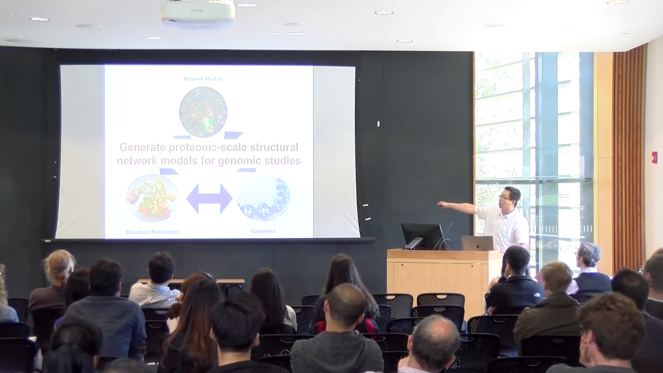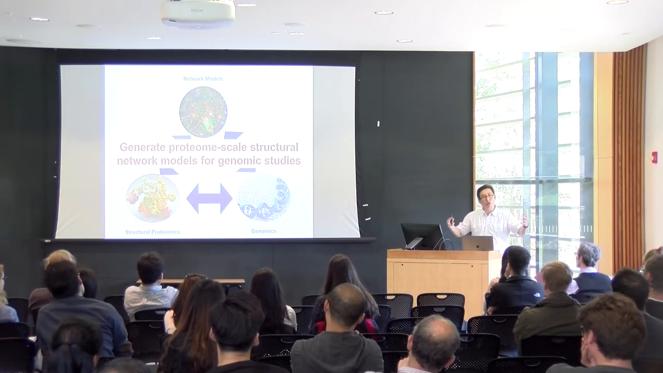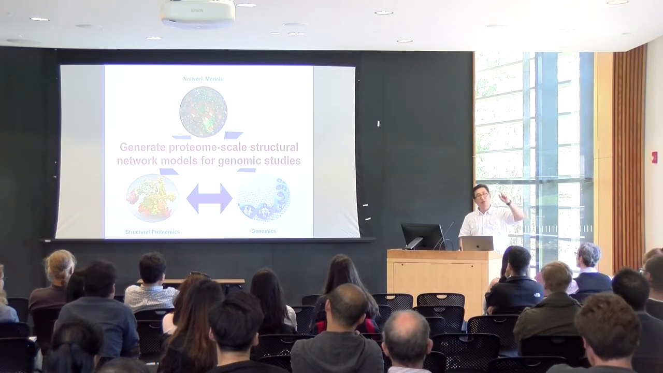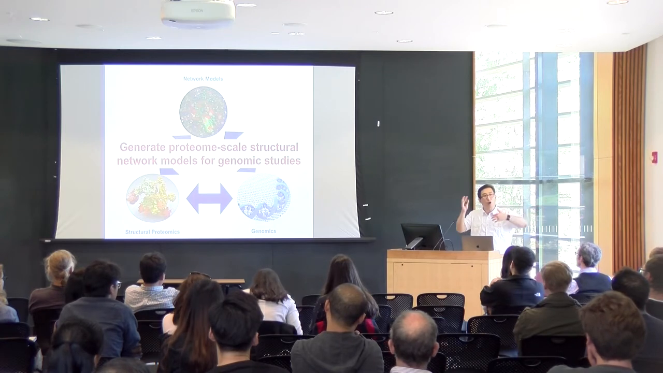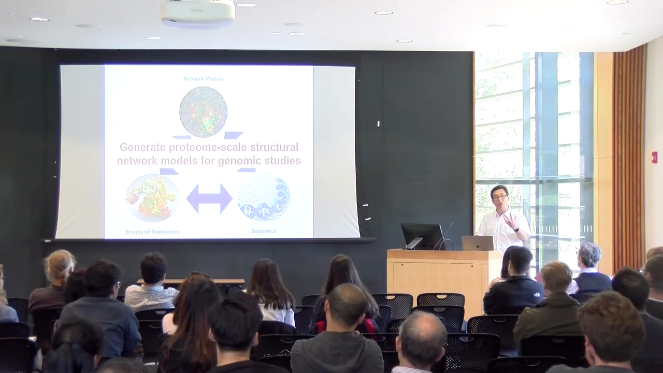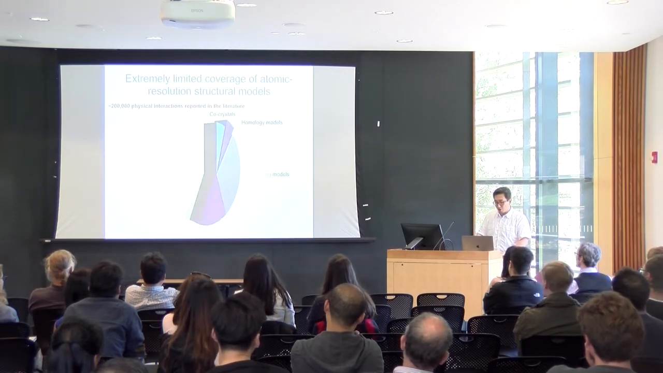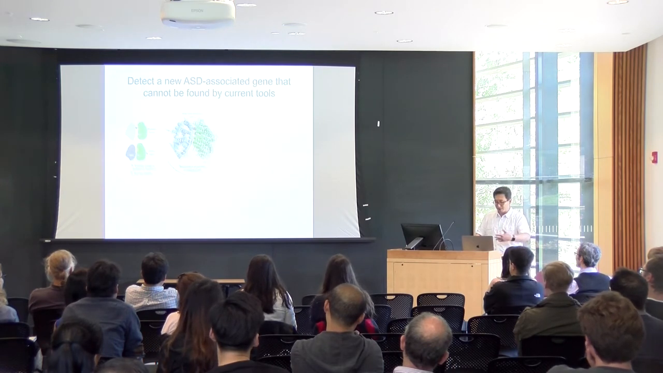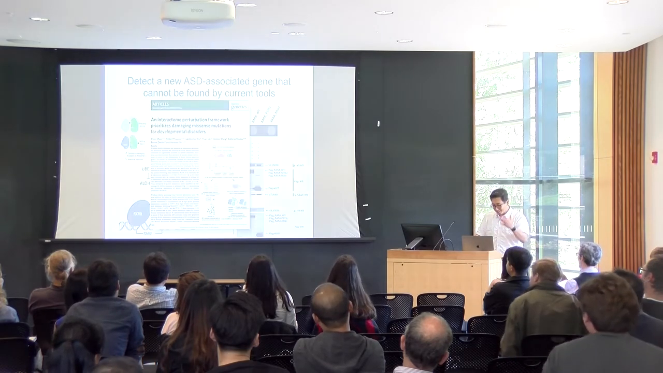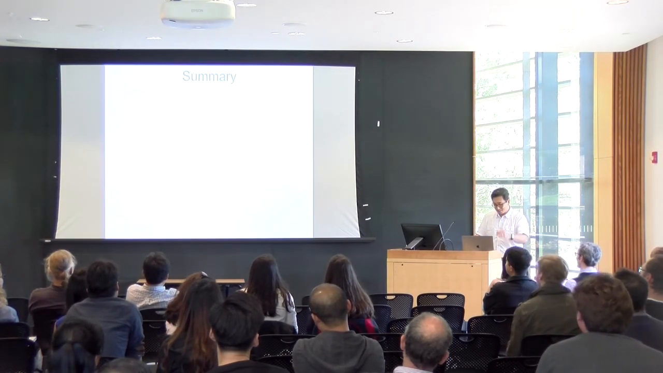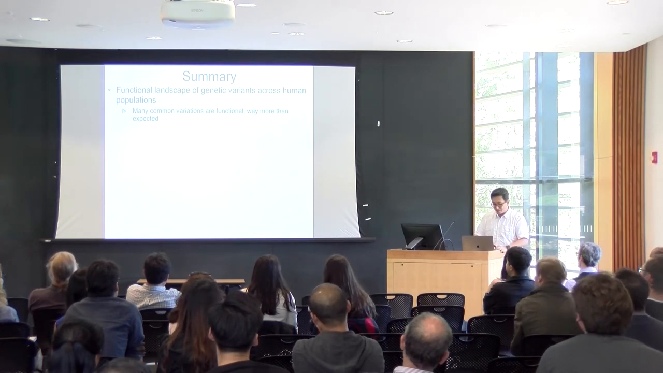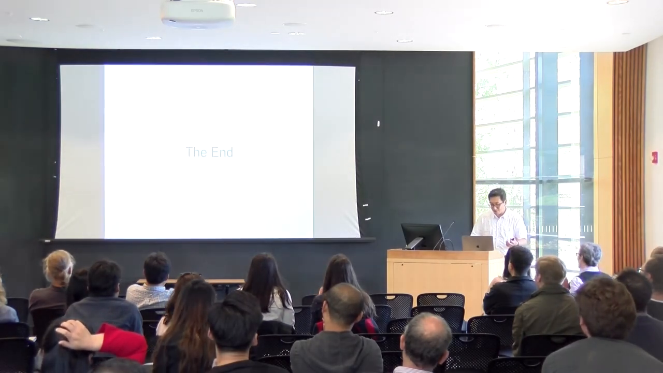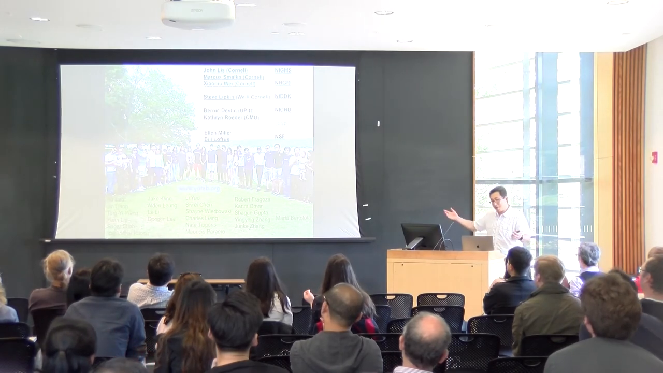And the key is to generate large scale, proteome scale models, and we have actually generated a full proteome scale interaction interface prediction for all interactions. I think that can be really useful for genomic studies. And I'm just gonna skip over all of this because I don't have time. I just finished talking about all of this, and went too fast.